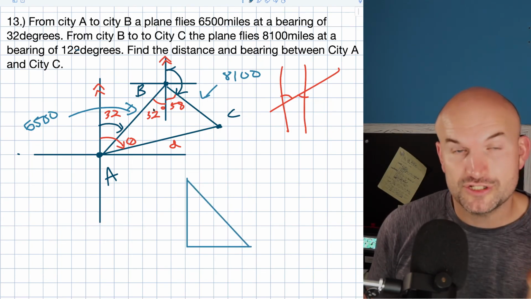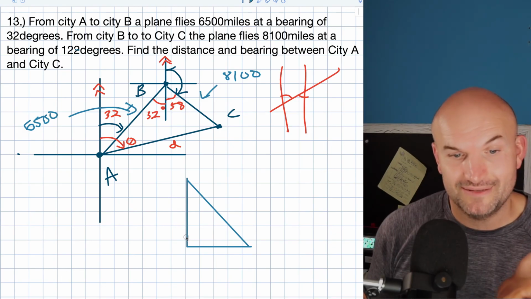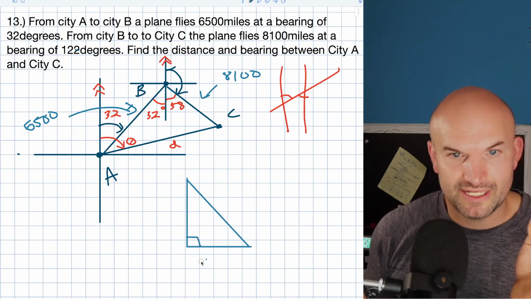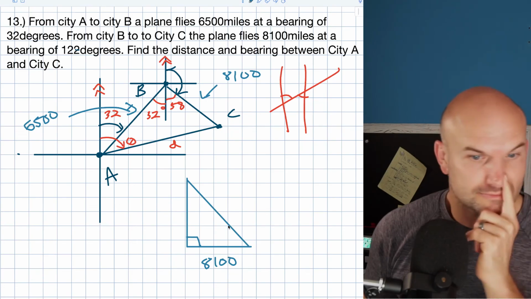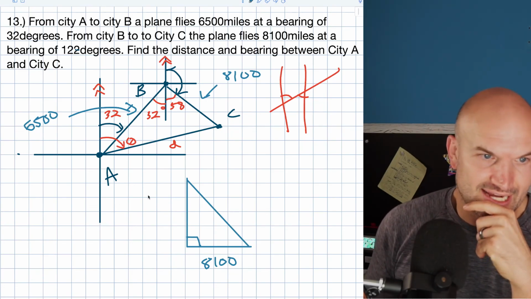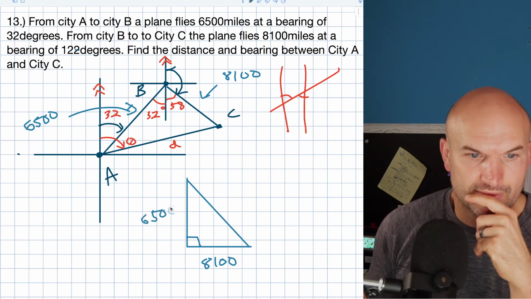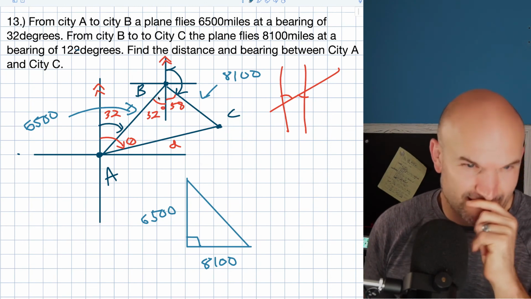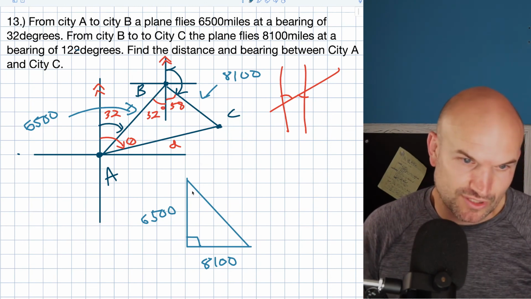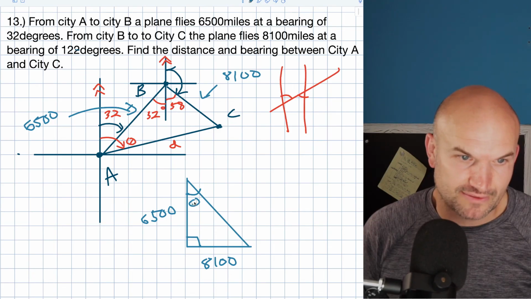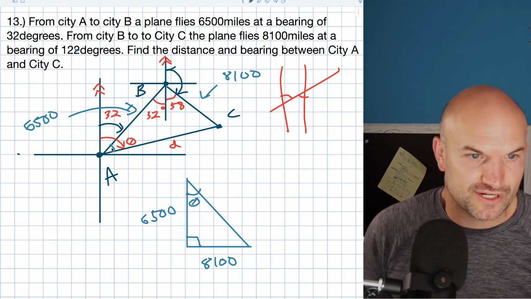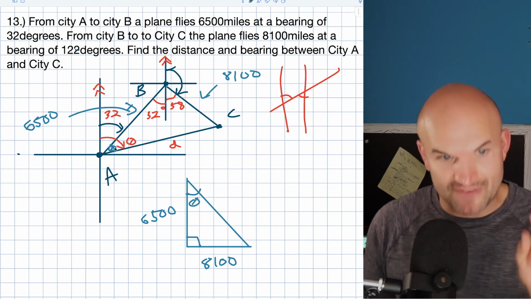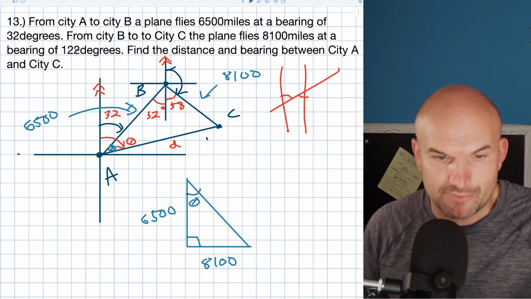So let's redraw this triangle. Okay, now again, 32 plus 58 is what? That's 90. Okay, so this one is 8,100. And then this side is 6,500. Okay, and then this angle, that's 90. So we're looking for this angle, which is going to be a theta. I want to figure out what that sliver is, that theta. Because if I can figure out that theta, I just need to add it to 32 and I'm good.